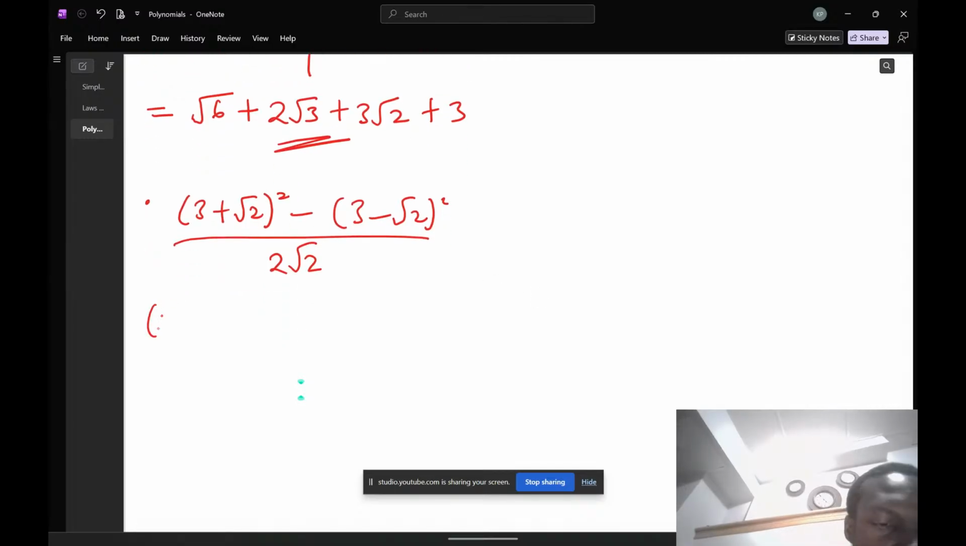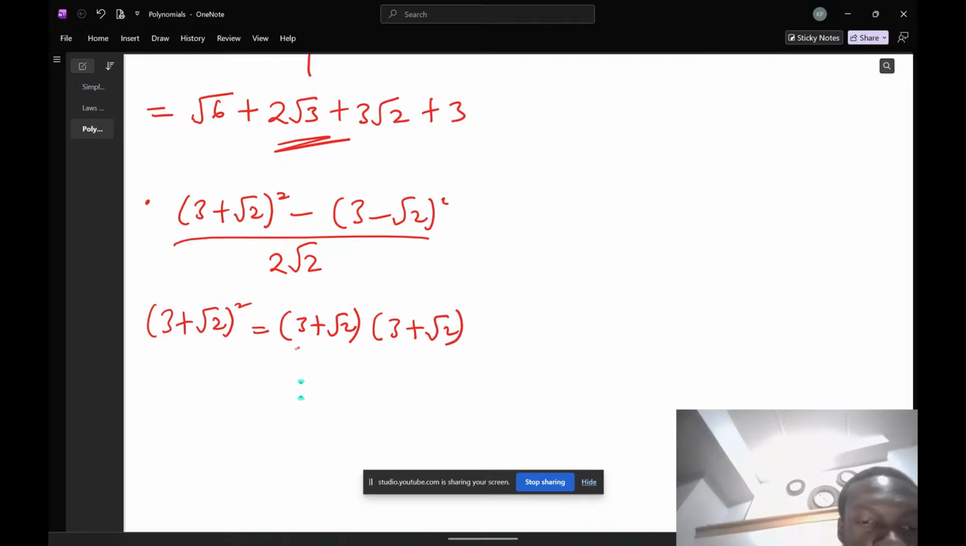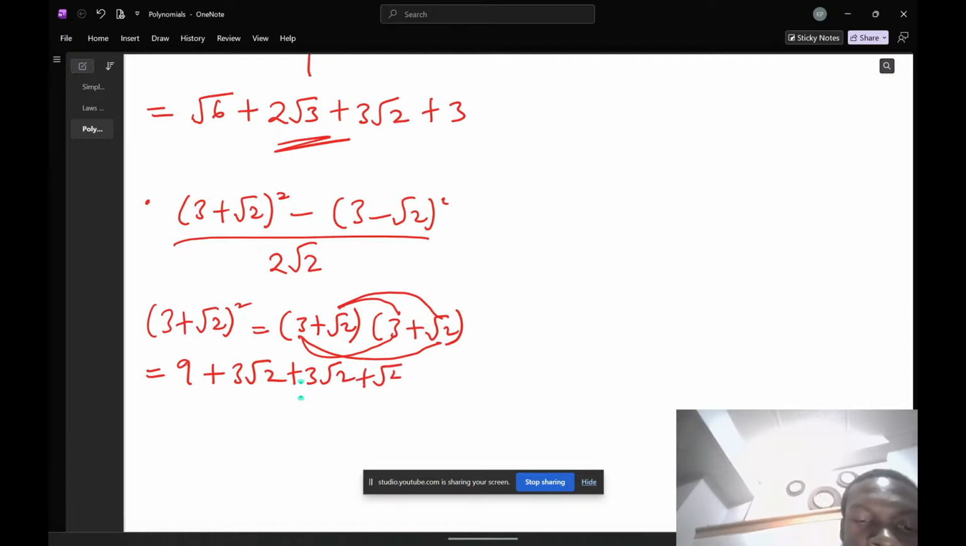So if I'm to do (3 plus root 2) all squared, that will be (3 plus root 2) times (3 plus root 2). 3 times 3, 3 times root 2, root 2 times 3, root 2 times root 2. So 3 times 3 is 9, plus 3 times root 2 is plus 3 root 2, plus root 2 times 3 is plus 3 root 2, root 2 times root 2 is root 4.